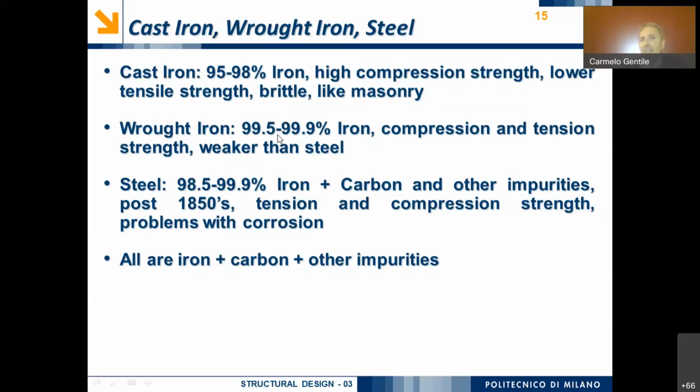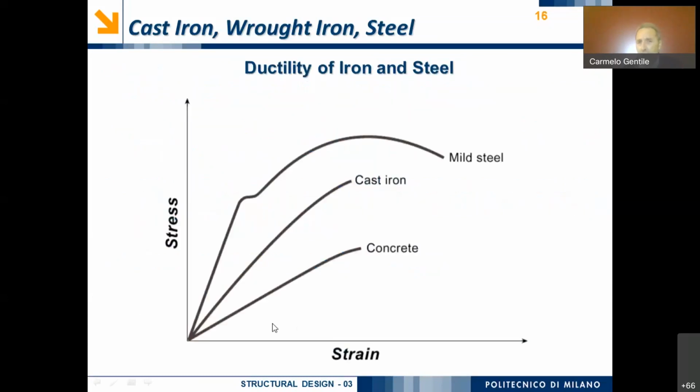The percentage of iron is higher, and it is characterized by compression and tensile stress. It is weaker than modern steel. Modern steel has a percentage of iron which is similar to the one of wrought iron, but the difference between steel and wrought iron is carbon and other impurities that characterize all the properties of modern steel.